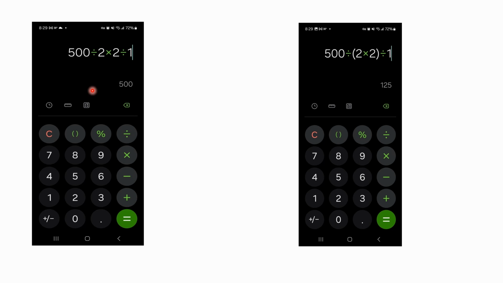You can easily check this on a cell phone calculator or a scientific calculator. If you type in 500 divided by 2 times 2 divided by 1, you're going to get the correct answer of 500. If you put parentheses around the multiplication, then you are prioritizing that multiplication. So you're going to have 500 divided by 4, which is 125. 125 divided by 1 is 125. But as the problem's written, the answer would be 500.